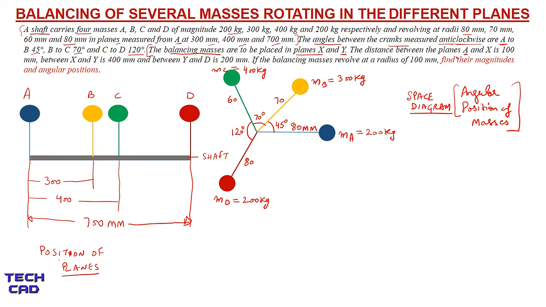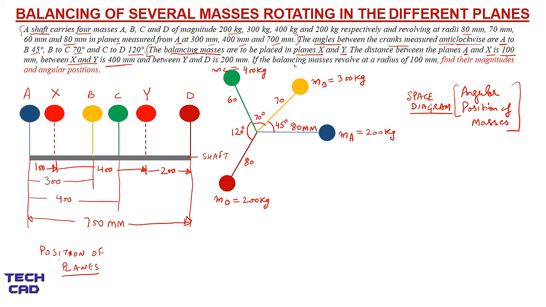Now the distance between the planes A and X is given, which is 100 mm. Let's make a plane X, and the distance from A is 100 mm. Let's see the further statement. Between X and Y it is 400. Wherever the Y plane is, that is 400 mm from the X plane. So let's say that this is the Y plane and the distance is 400 mm. After that, the distance between Y and A is given, that is 200. So this is my position of planes diagram and this is a space diagram.